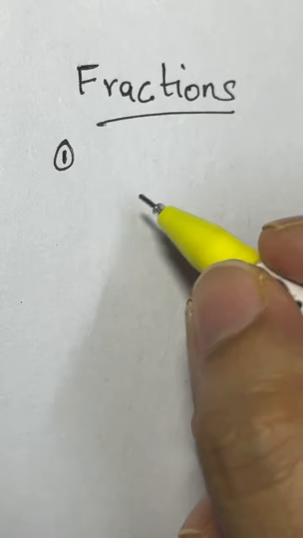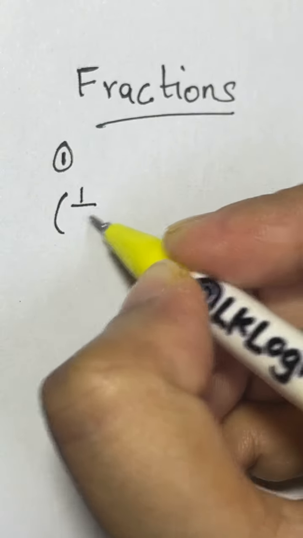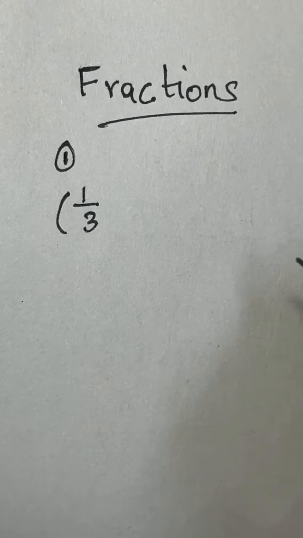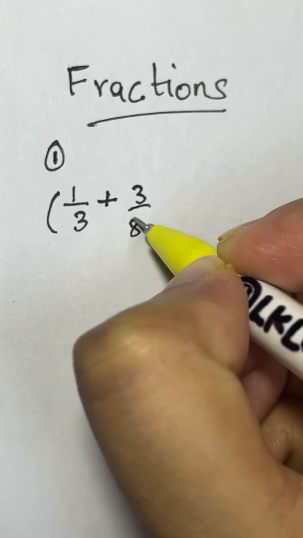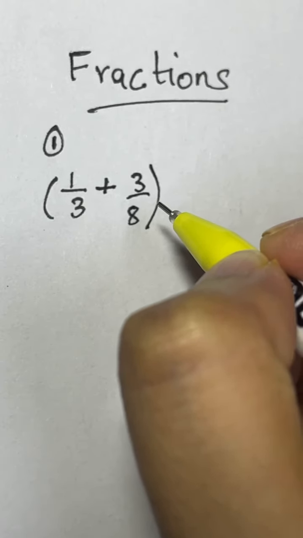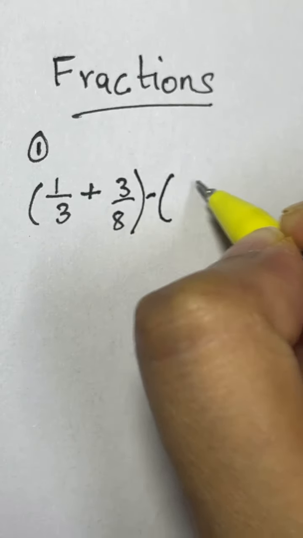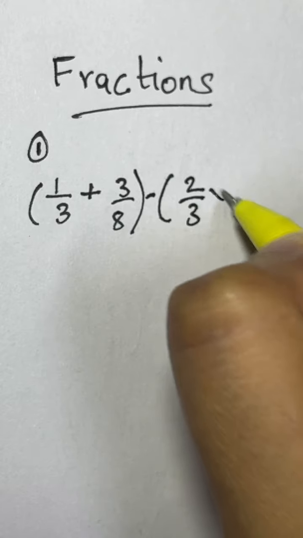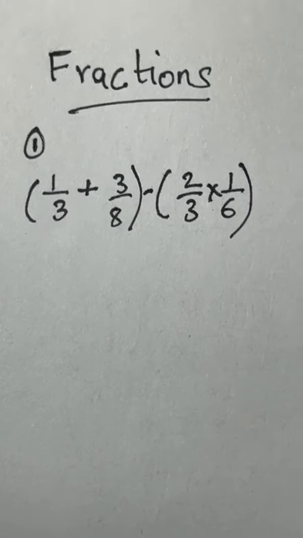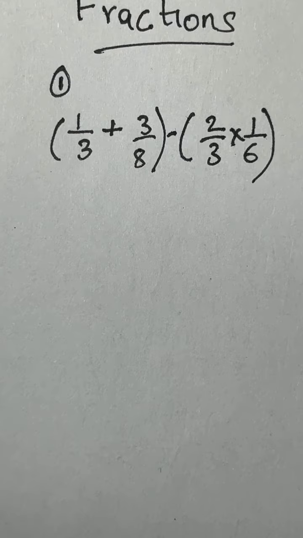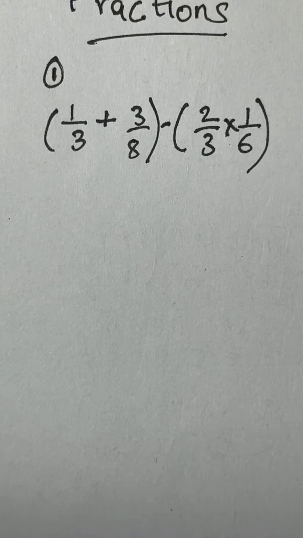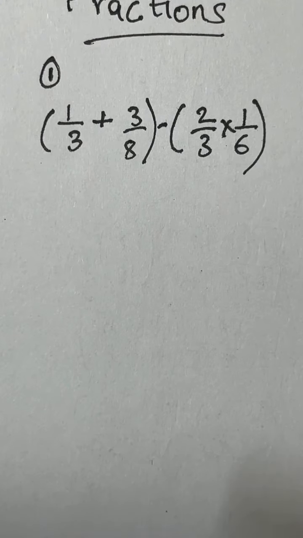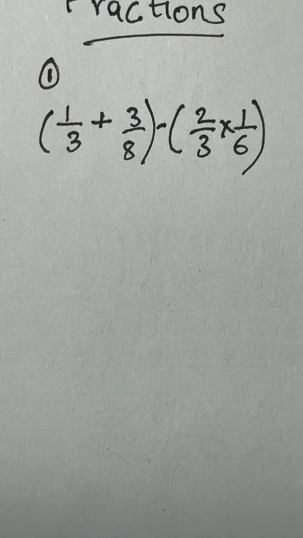Okay, so question number 1 says if we have 1/3 plus 3/8 minus 2/3 times 1/6. Okay, so how are we going to solve this? I'll show you two different ways to solve this question.